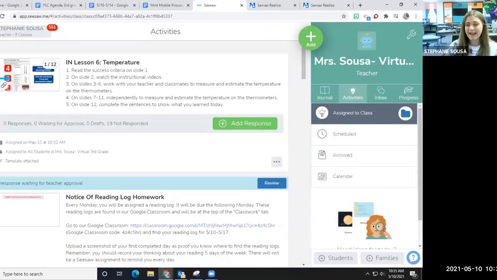All right, today we are going to work on that last part of that measurement standard, and it is temperature. We are only going to spend 1 day on temperature for several reasons. The first being that you guys know how to read a number line, and that's what temperature is.